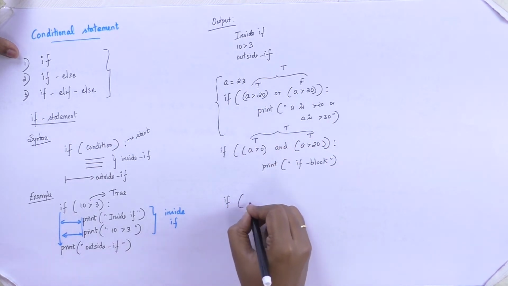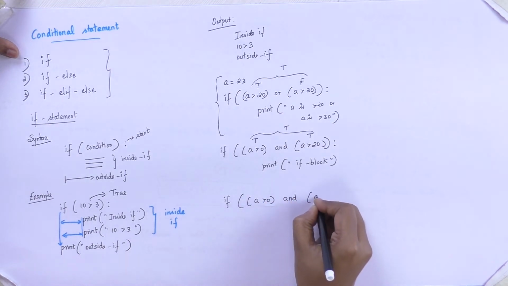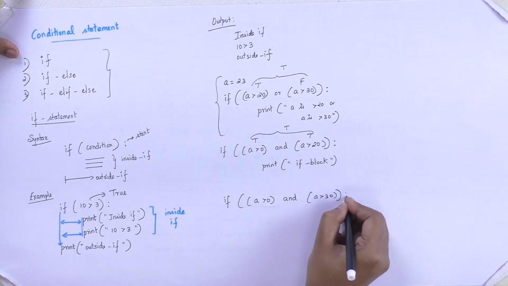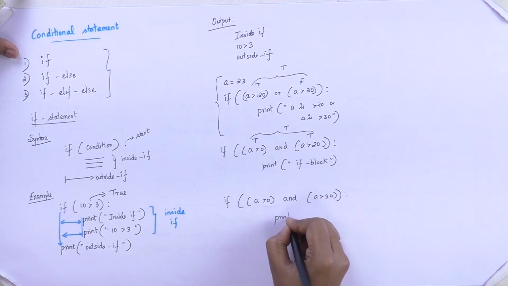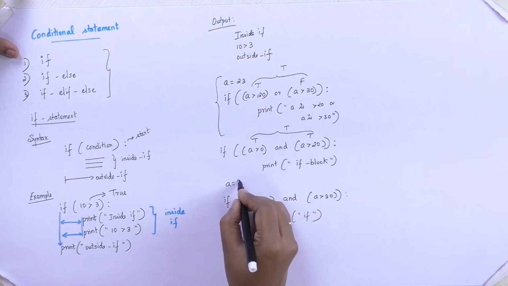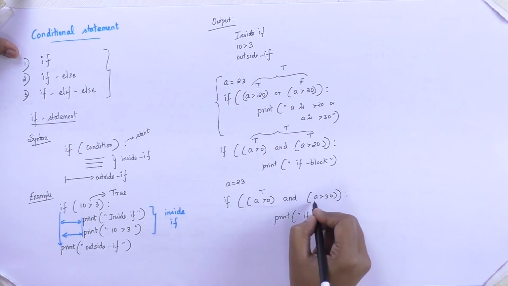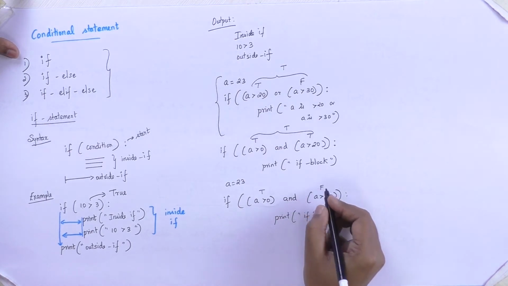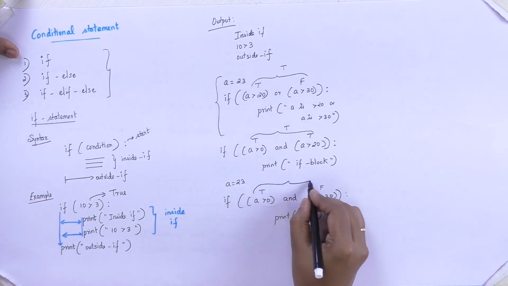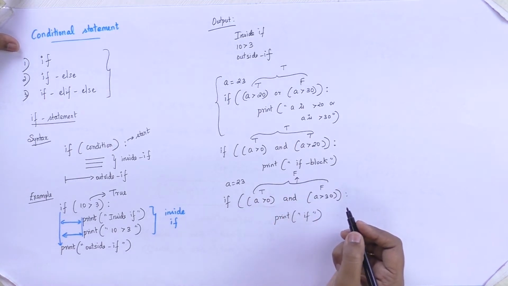Suppose I'm having another program like a greater than 0 and a is greater than 30, and I'm having some print statement or whatever statement inside the if block. Now a value is 23. I'm checking 23 greater than 0. Yes, it is true. 23 greater than 30, it is false. So in this case, true and false, you will get the result as false.